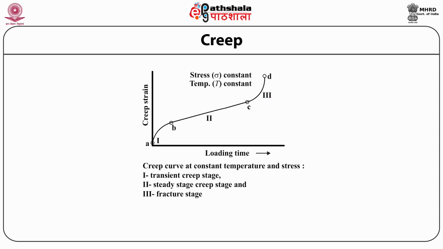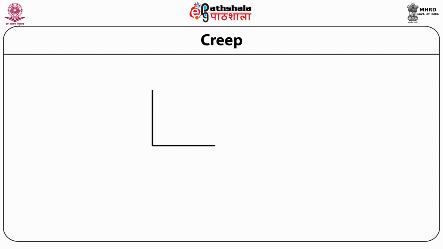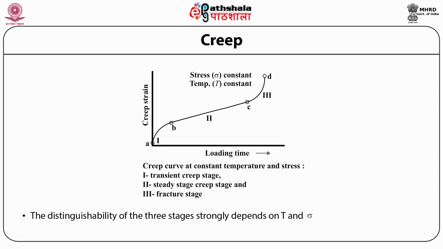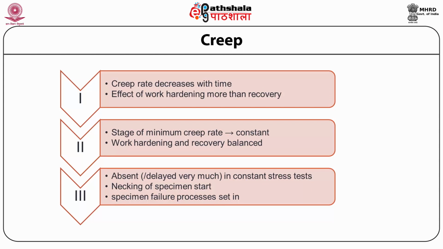The third one is the part of the curve from point C to point D, which is the third region, called the fracture stage. The distinguishability of these three stages strongly depends on T and sigma, that is, on stress and temperature. Now let us study the various stages of creep.